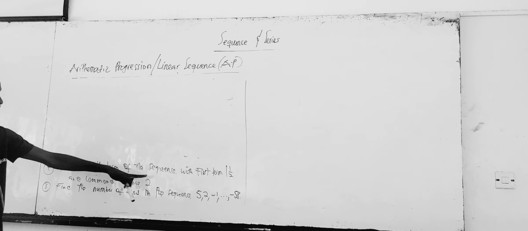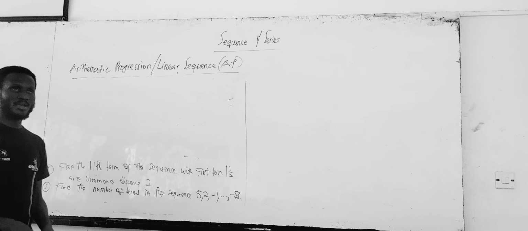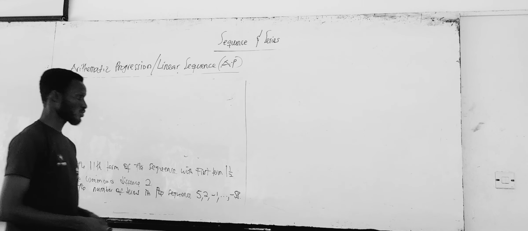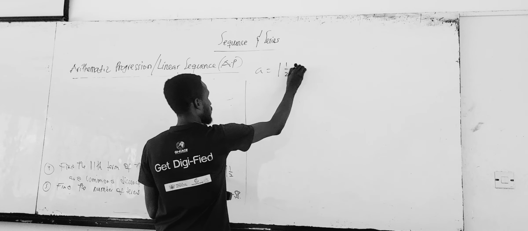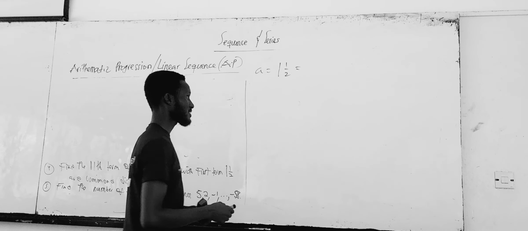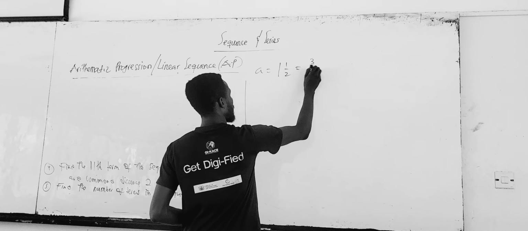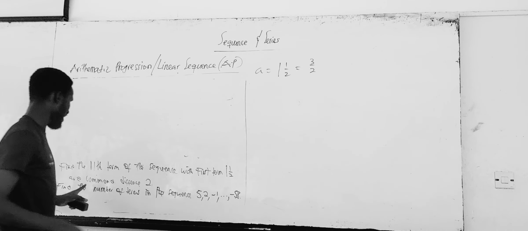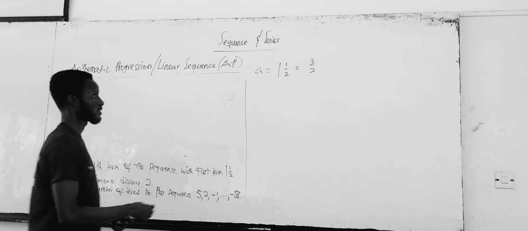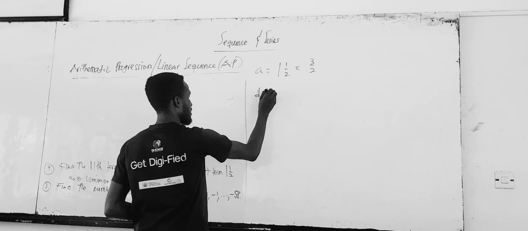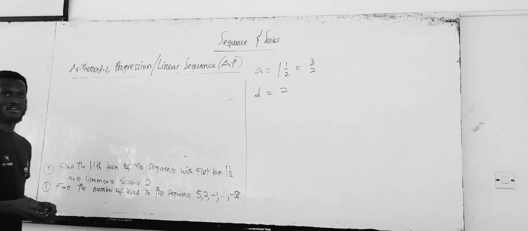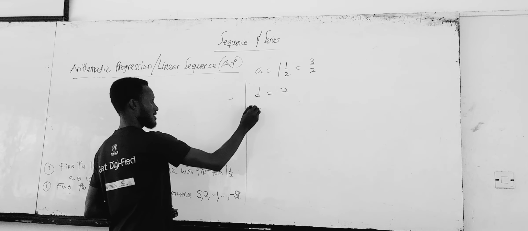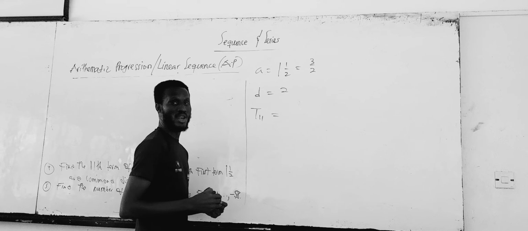Find the 11th term of the sequence with first term 1 whole number 1 out of 2. So the first term here is 1 whole number 1 out of 2. This one to an improper fraction is the same as 3 out of 2, and the common difference of 2. So common difference D is equal to 2. Now what are we looking for? We are looking for the 11th term. So that is T11.